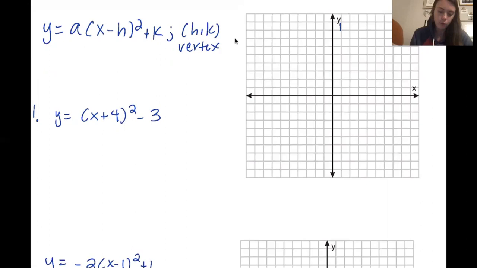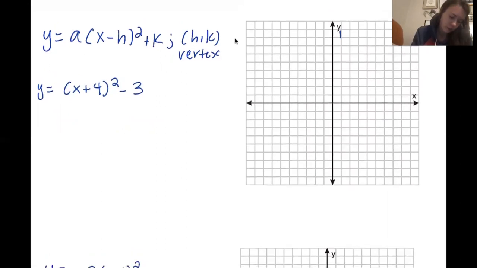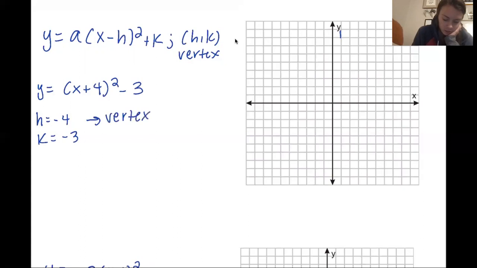So the very first thing we do when we try to graph something in vertex form is we find the vertex. So the vertex is h and k, and in this case, h equals -4 because it's just the opposite of what's in the parentheses. And then k equals -3. So the vertex then is (-4, -3). Just remember that the x value of the vertex is the opposite sign of what's in the parentheses. So then I'm going to graph (-4, -3).